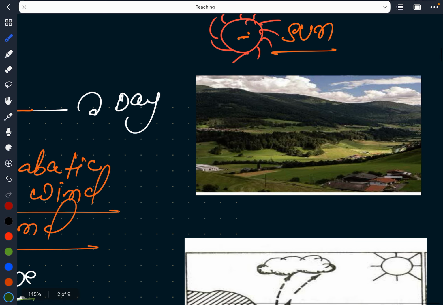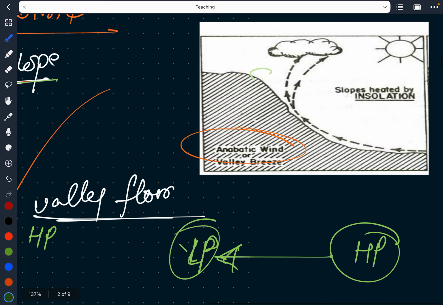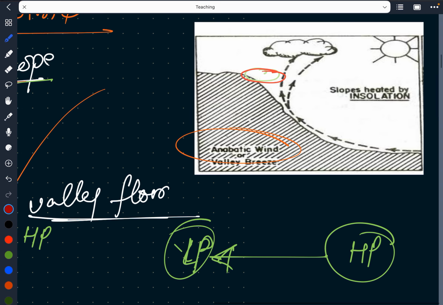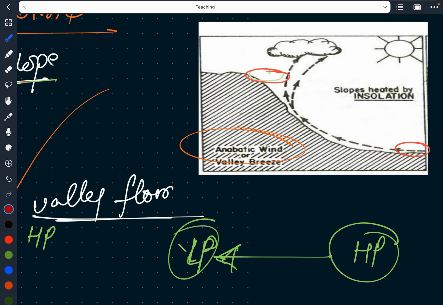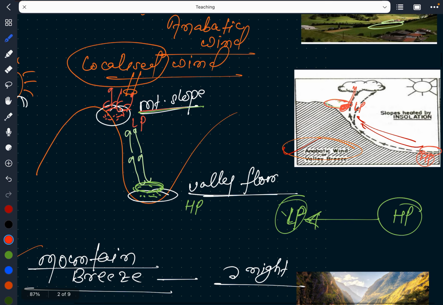See, this is a mountainous region. This will be your mountain slope, and these are valley floors. In the second diagram also you see these are mountain slopes and these are mountain valleys. So here above it is getting warm, it will rise up creating low pressure over here, relatively high pressure over the valley floor, and the air will start blowing from high pressure to low pressure, as if it is appearing as a wind blowing from the valley to the mountain. This wind has another name, we call it anabatic wind. I hope it makes sense to you.